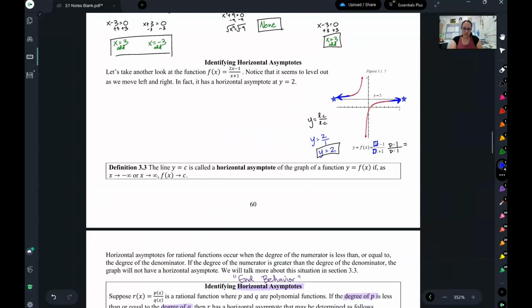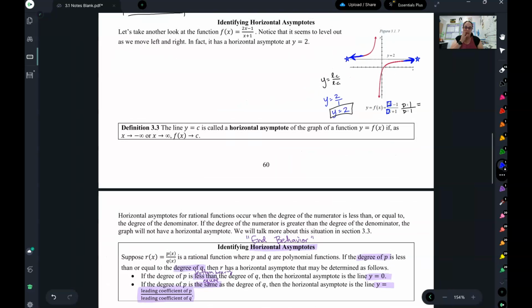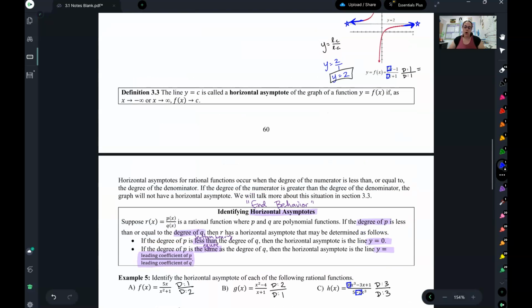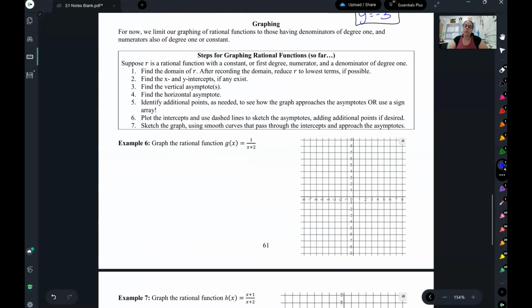So that is our first 2 rules for end behavior, or what they call horizontal asymptotes. On 3.3, we'll learn the last rule, which is when it's top heavy. So now that we have all 5 rules done, in the next video, we'll start putting all 5 rules together and start graphing these problems.